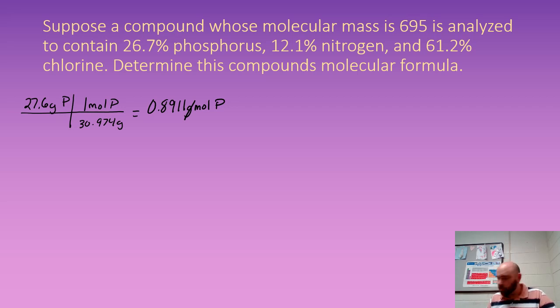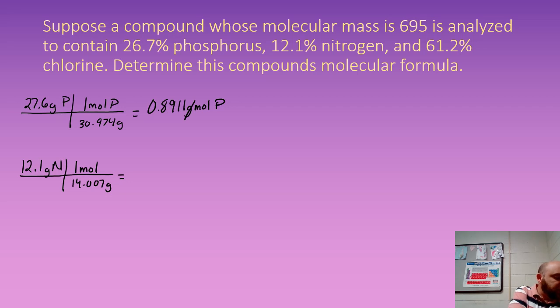Then for nitrogen, I will take the 12.1% and convert it to grams of nitrogen by assuming that I have a 100-gram sample. 1 mole of nitrogen has a mass of about 14.007 grams. Calculating that through, 12.1 divided by 14.007 means that I have about 0.863 moles of nitrogen.